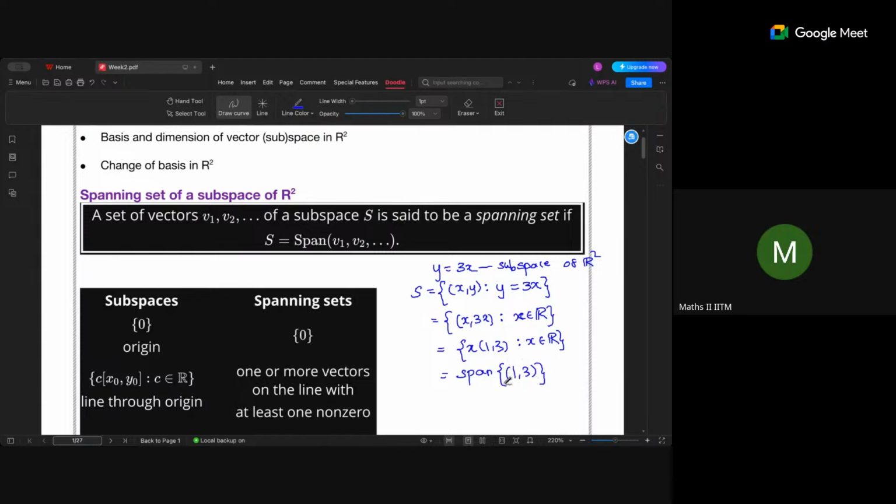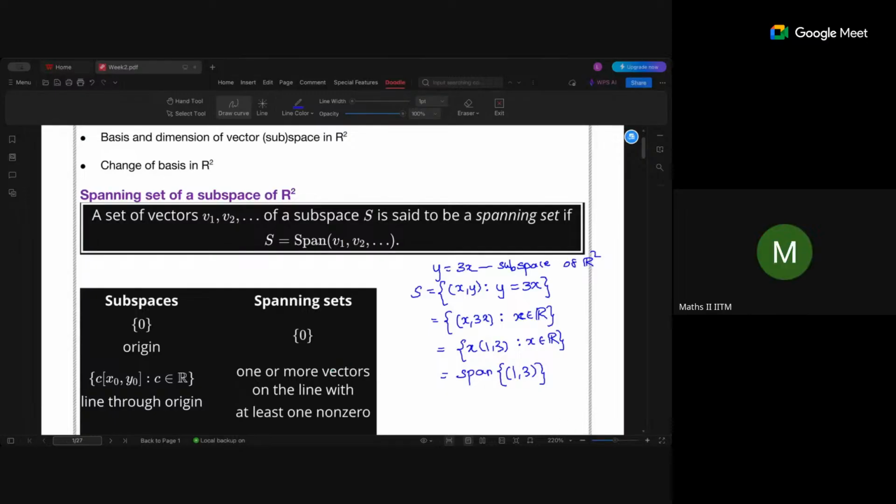But is just (1, 3) a vector which can span S? Can there be any other vectors? Can anyone answer? Can there be any other vector which can span S? Just say some vector from S which is not (1, 3). Give me a vector which is not (1, 3) but it is in S. (0, 0). Okay, (0, 0) is fine. Non-zero vector? (2, 6). Yes, very good.